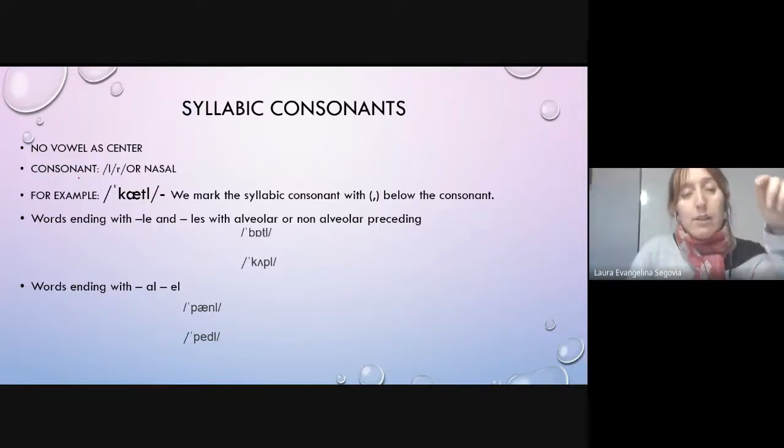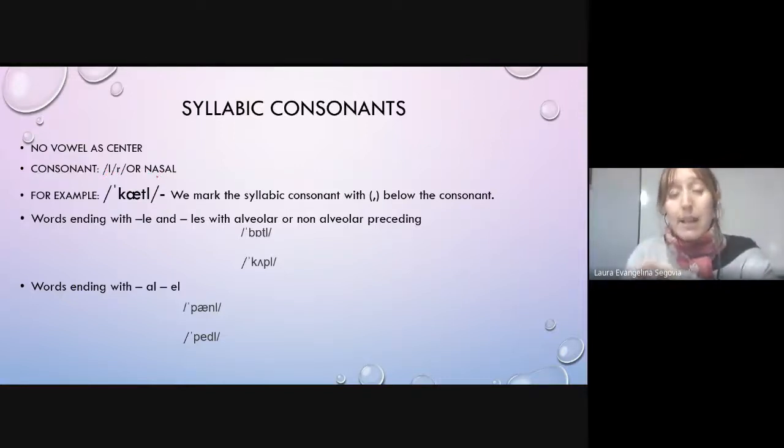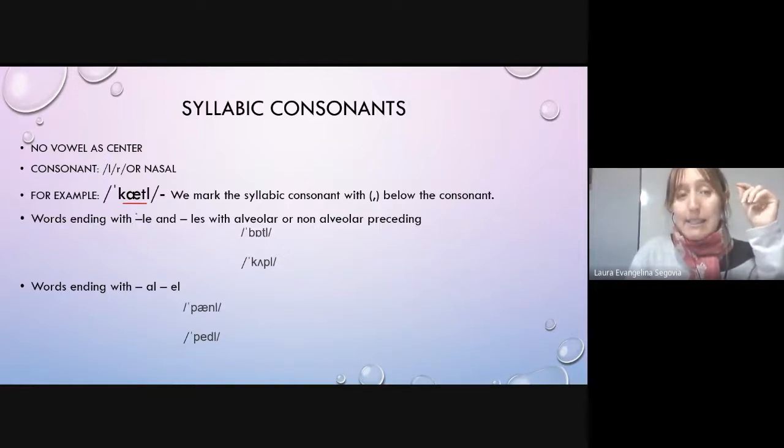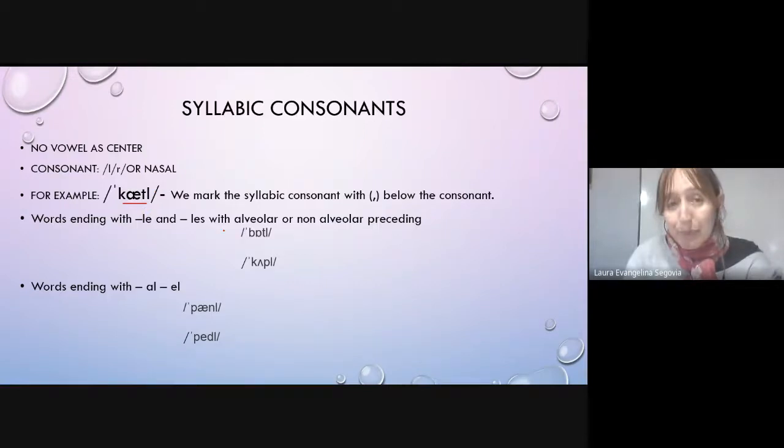No vowel as a center. Consonants that are part of the syllabic consonants are always l, r, or nasals. Remember nasals? Ng. Okay, those three. For example, cattle. It's not cattle with a schwa, it's cattle, with a syllabic t.